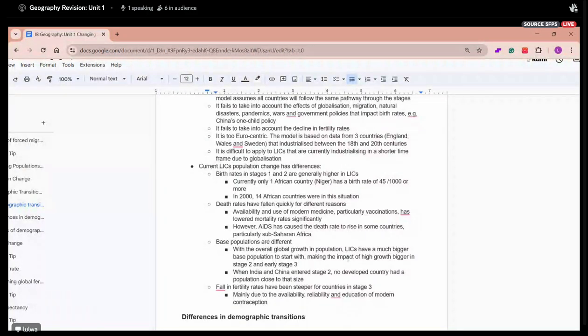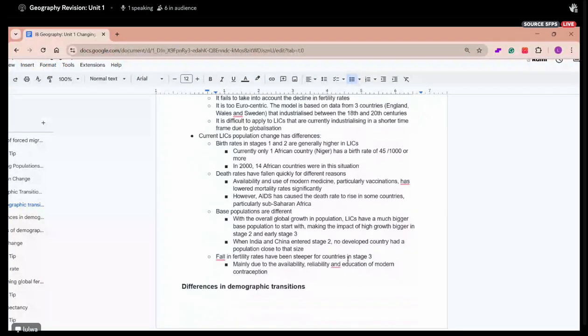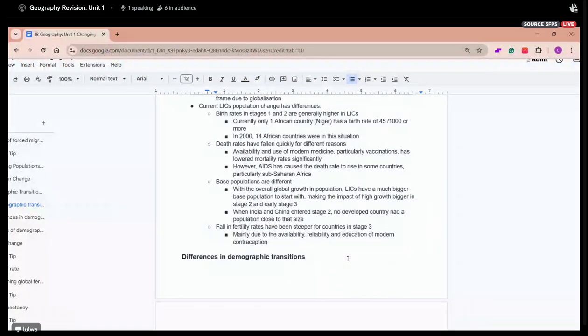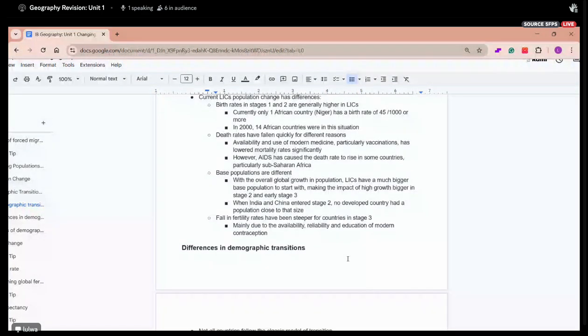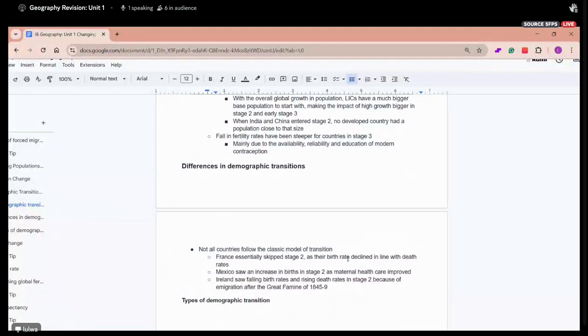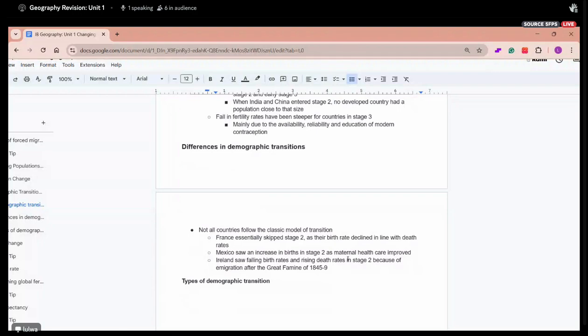Base populations are different, and the fall in fertility rates has been steeper in countries in stage 3. That means that birth rates have declined in most countries because of the availability, reliability, and education of modern contraception and family planning. So there are different demographic shifts. Not all countries follow the classic model as we showed before.